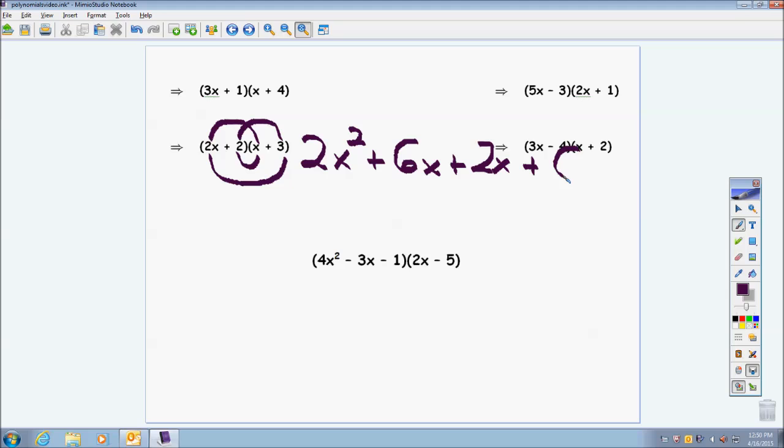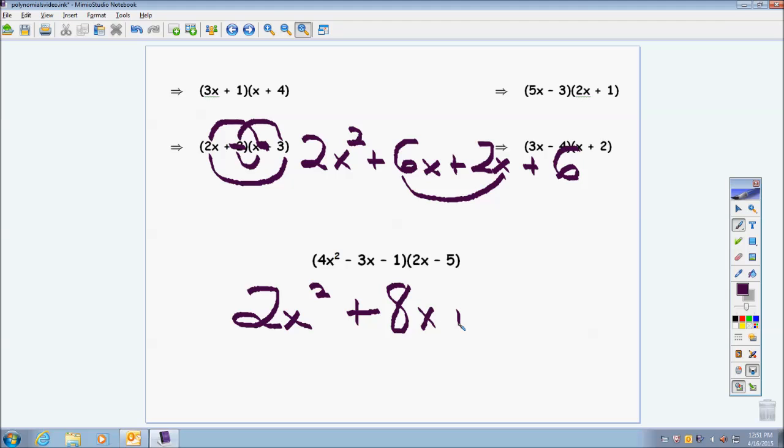And when you do FOIL, you just get a little smiley face here. There's the eyes, there's the eyes, mouth. Okay, it's kind of cute. Okay, middle terms. So you're going to get, at the bottom, 2x squared plus 8x plus 6. And we're done. It's just a process called FOIL, and there's your answer. Okay, couple more.